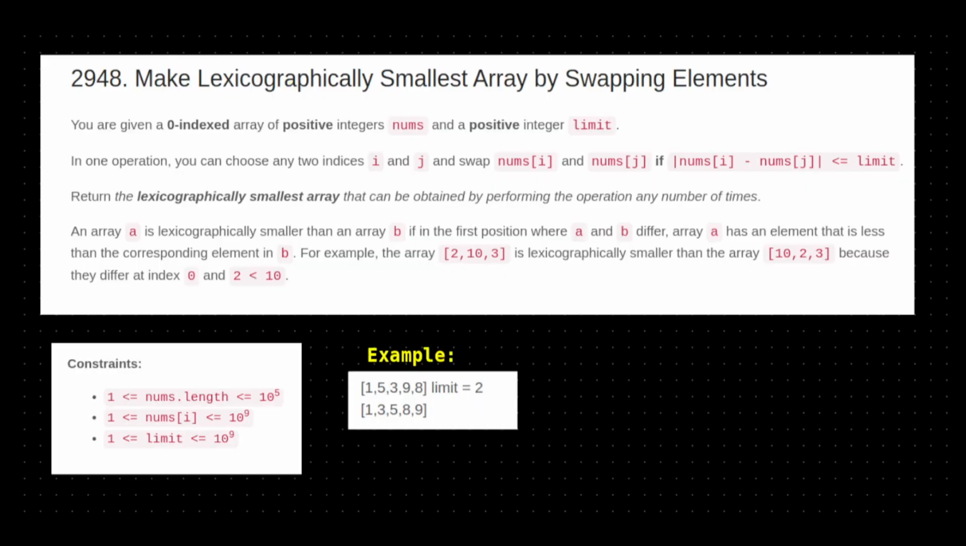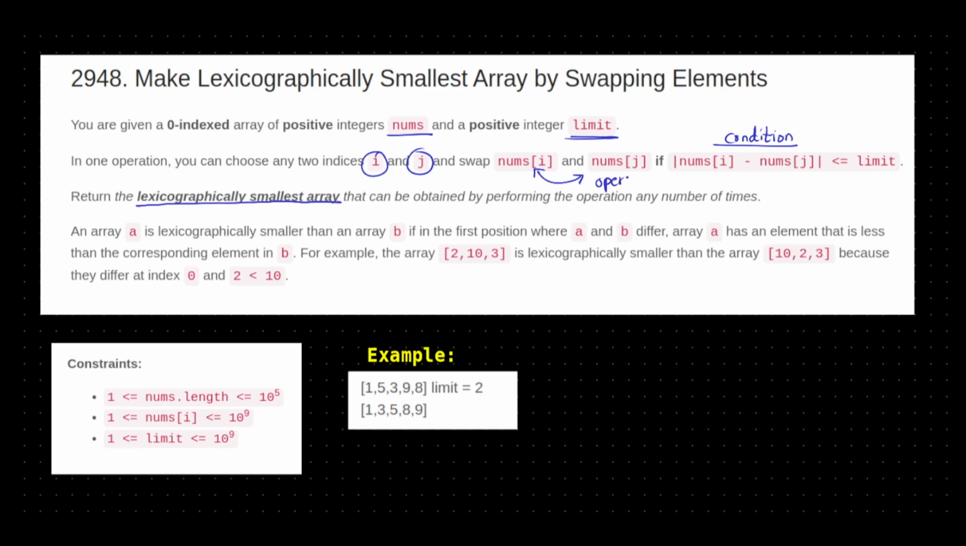Next question is: make lexicographically smallest array by swapping elements. You are given a zero-indexed array of positive integers nums and a positive integer limit. In one operation, you can choose any two indices i and j and swap those numbers, only if this condition is met. Just remember this condition, we'll come back to it later. And we need to find the lexicographically smallest array that can be formed by performing these operations.